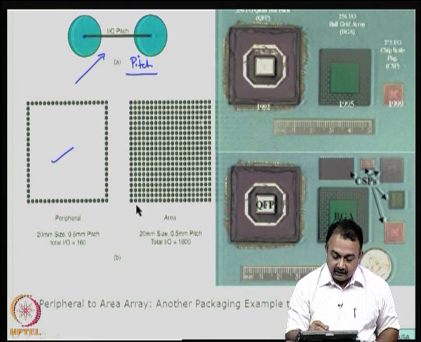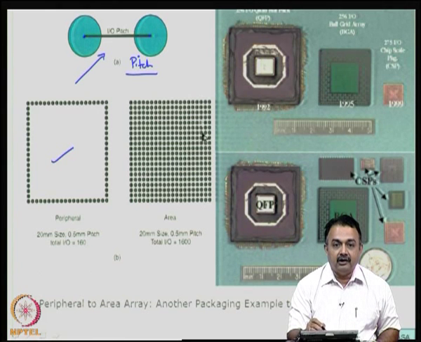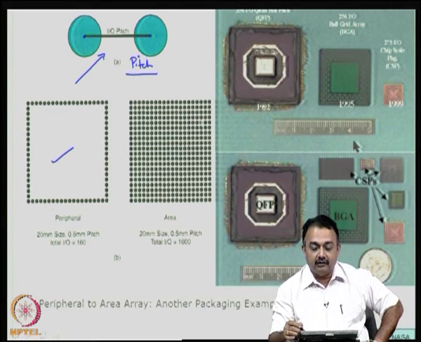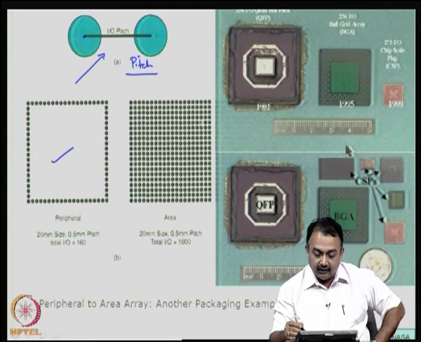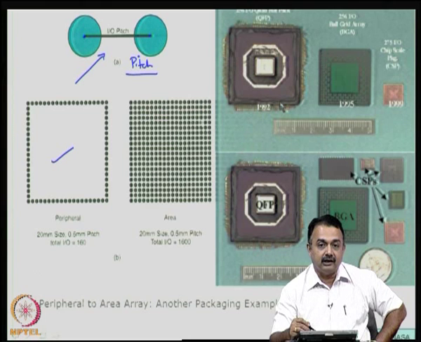But this is known as area array packaging, and this is the configuration you will see in area array packages, typically in a BGA or a CSP. Now, the photographs alongside here will give you a quick idea or illustration about the sizes that we are seeing over the years.